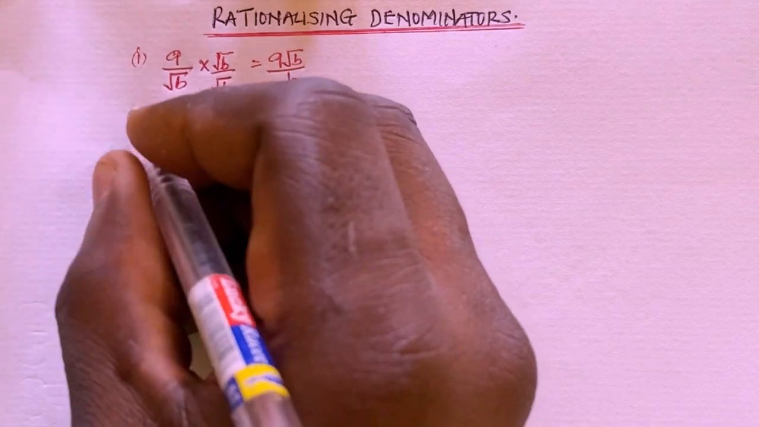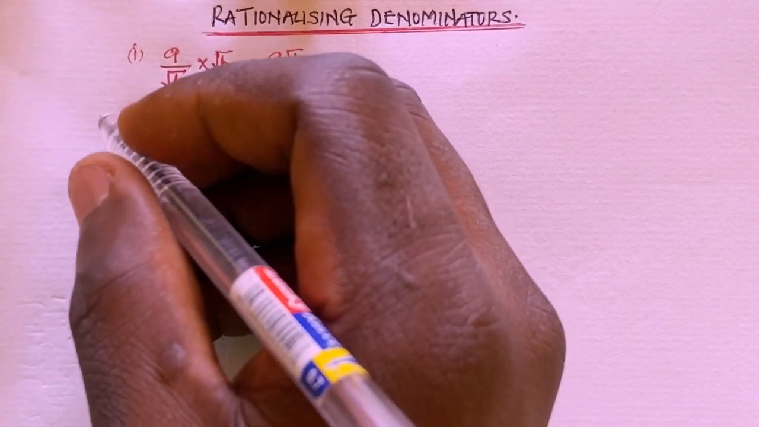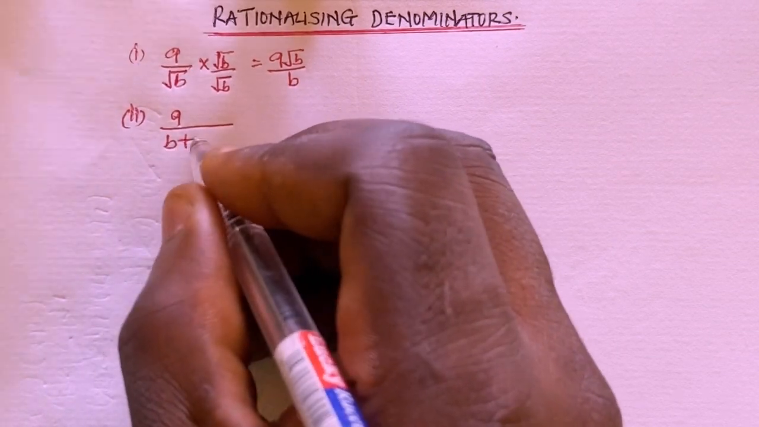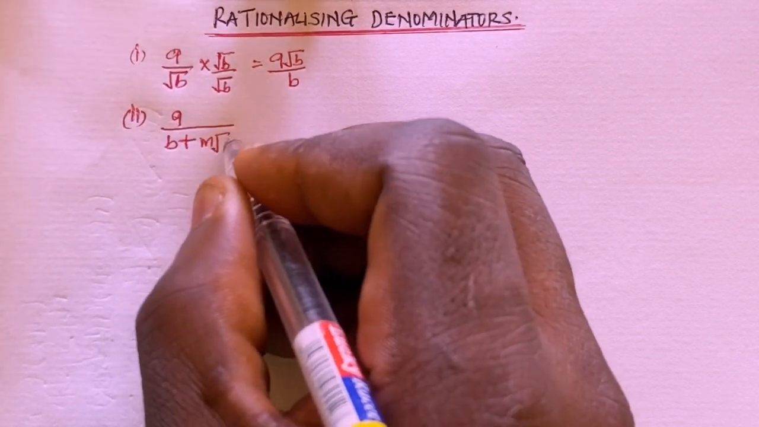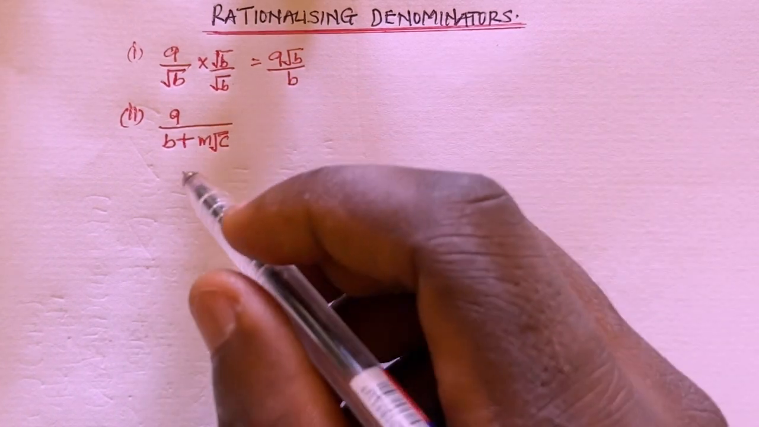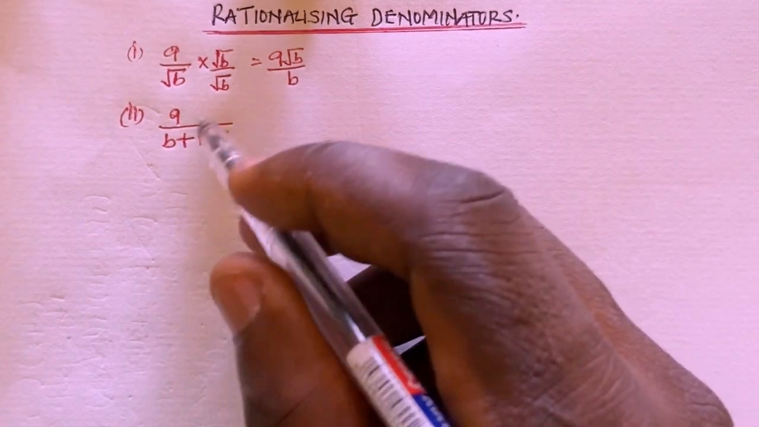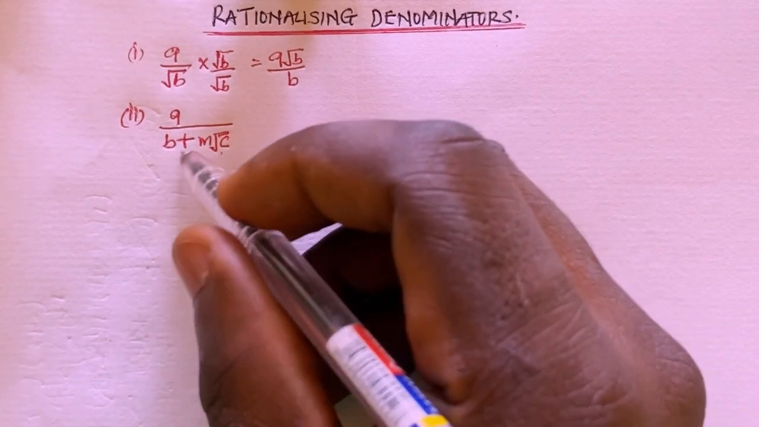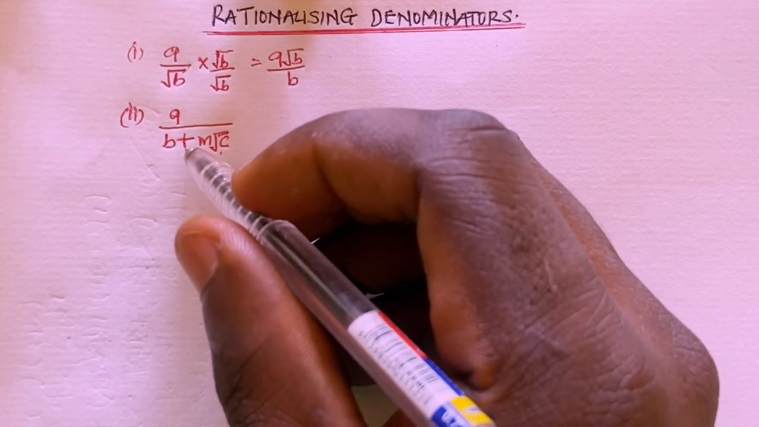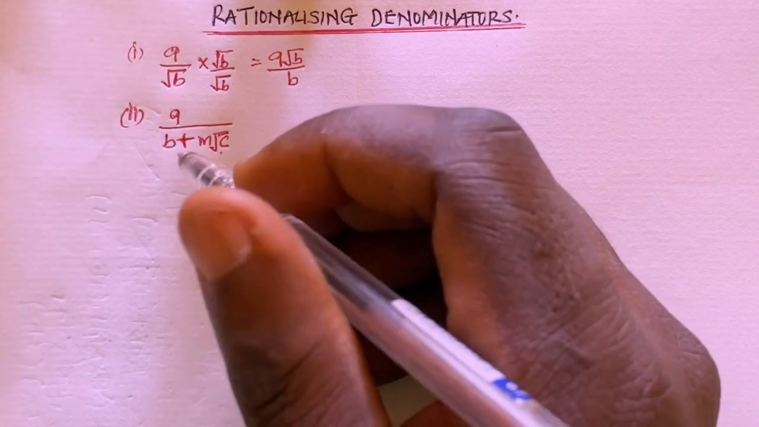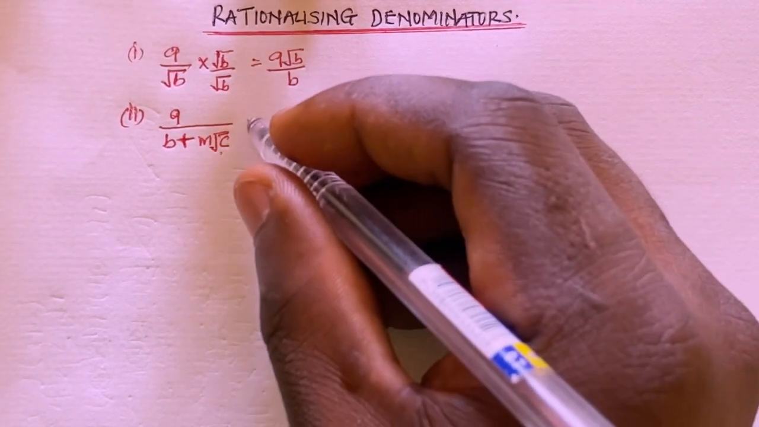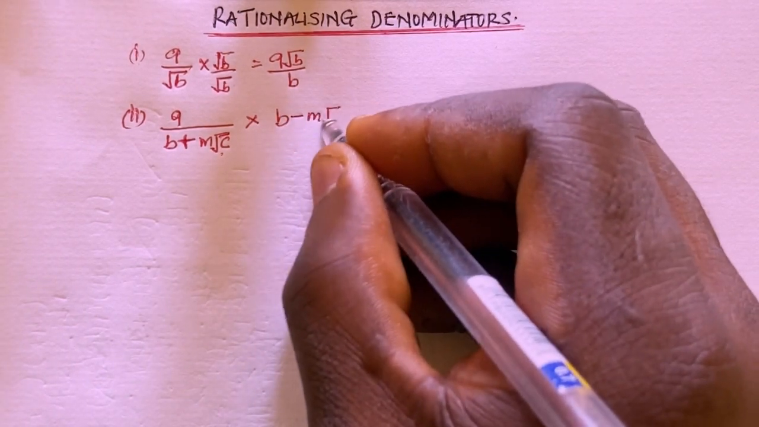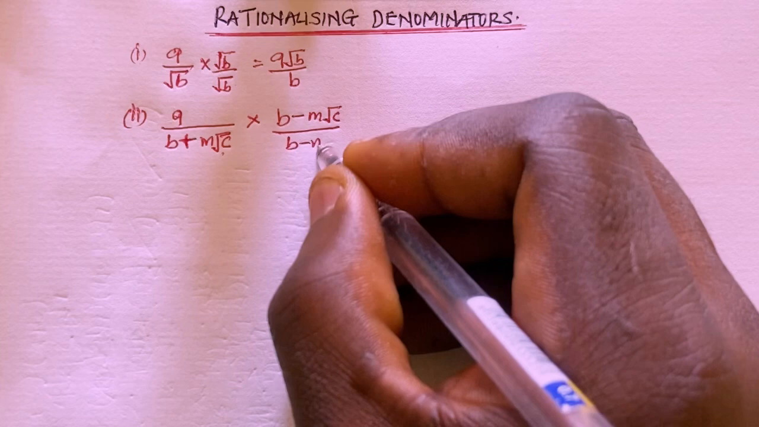Now the second form. Let's say you are given an expression of a divided by b plus m root c, and you're asked to rationalize an expression of this form. It's very simple. We use everything here to rationalize, only that the addition sign changes to subtraction. So I multiply both the numerator and denominator by b minus m root c, divided by b minus m root c.